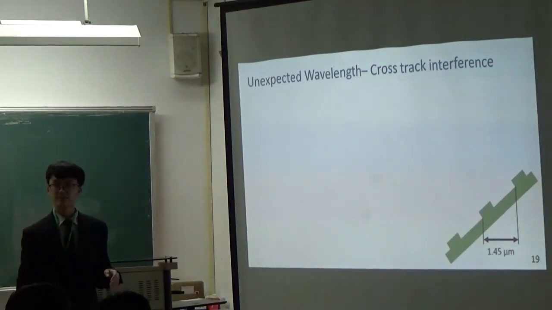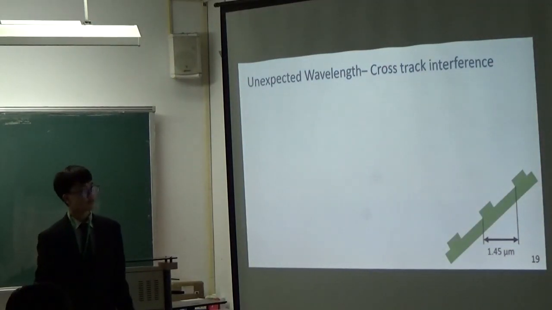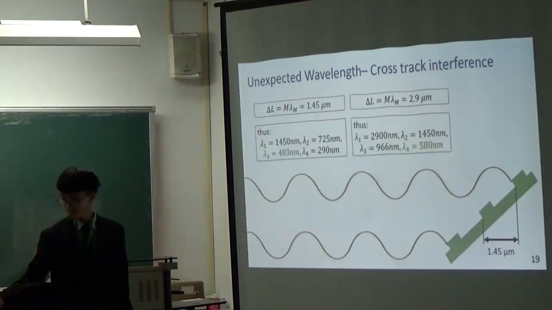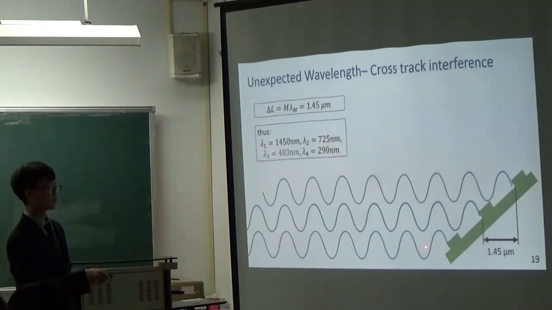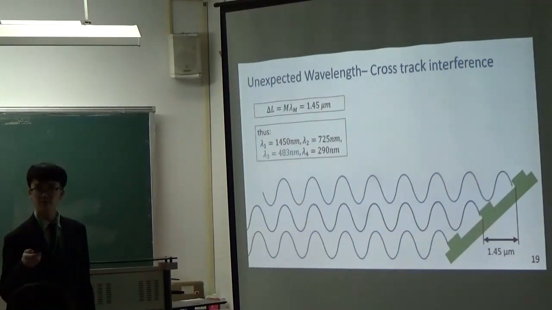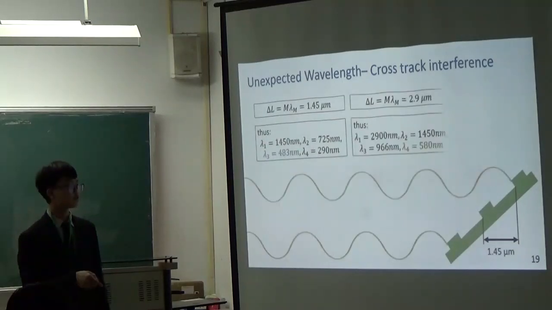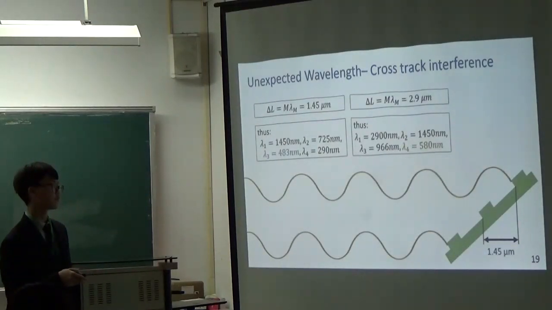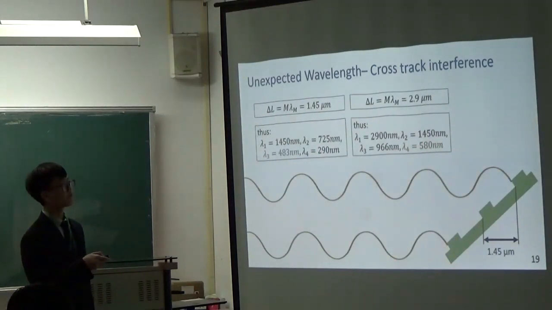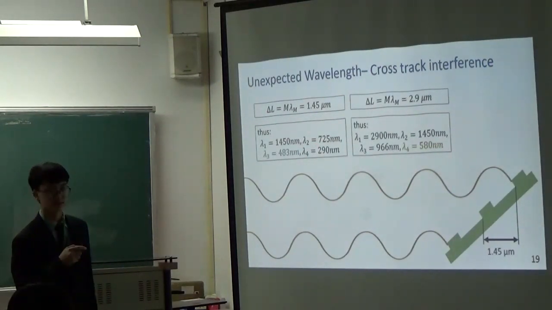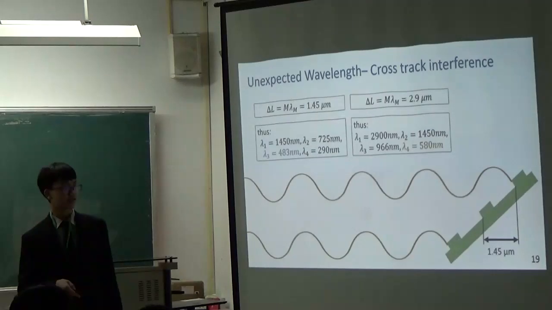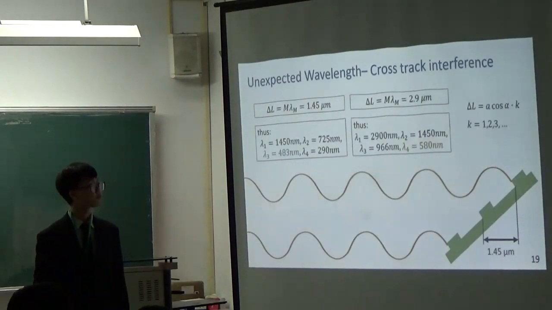Next is about the unexpected wavelengths. We found that between one track there can be constructive interference. However, between two tracks there can be constructive interference too, and the wavelengths will be multiplied by the number of tracks they crossed. And we have to notice that the intensity also changes.